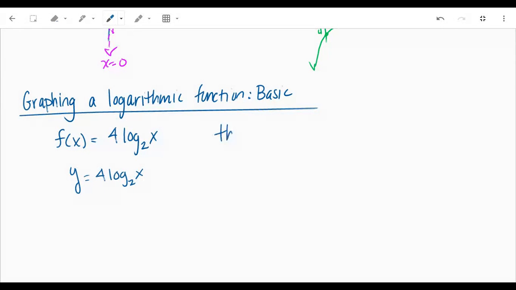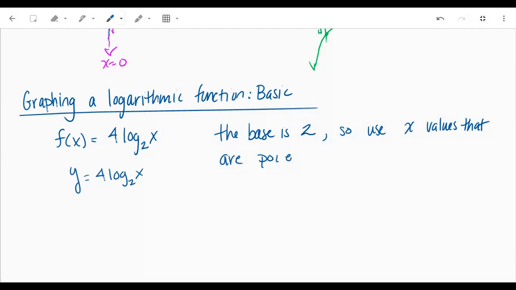So the base is 2. So use x values that are powers of 2. Okay, and you only need 2 of them. All right, so really what you can use would be 2 to the 0 and 2 to the first. So just use 1 and 2. Okay, I'll do one more example. You could also do like 2 to the 2, which is 4, but it's not necessary.